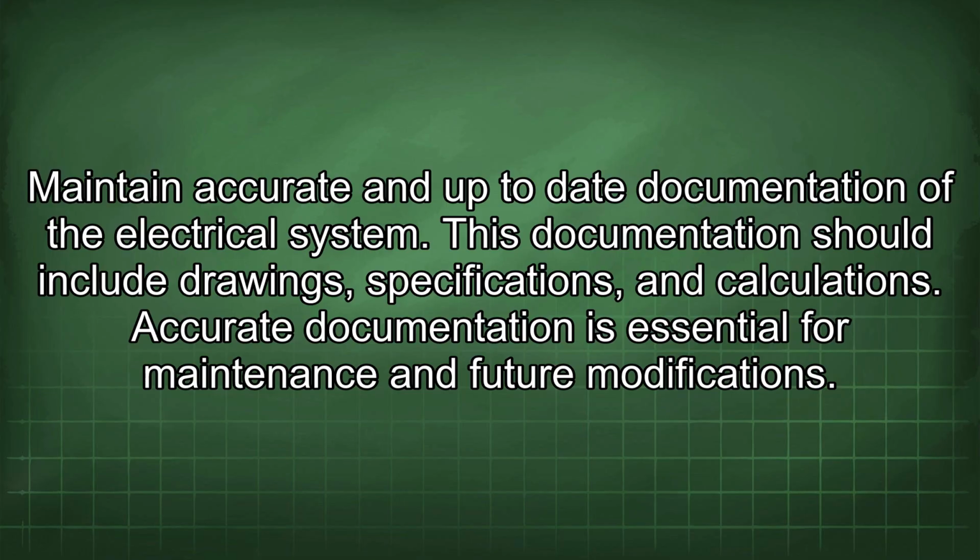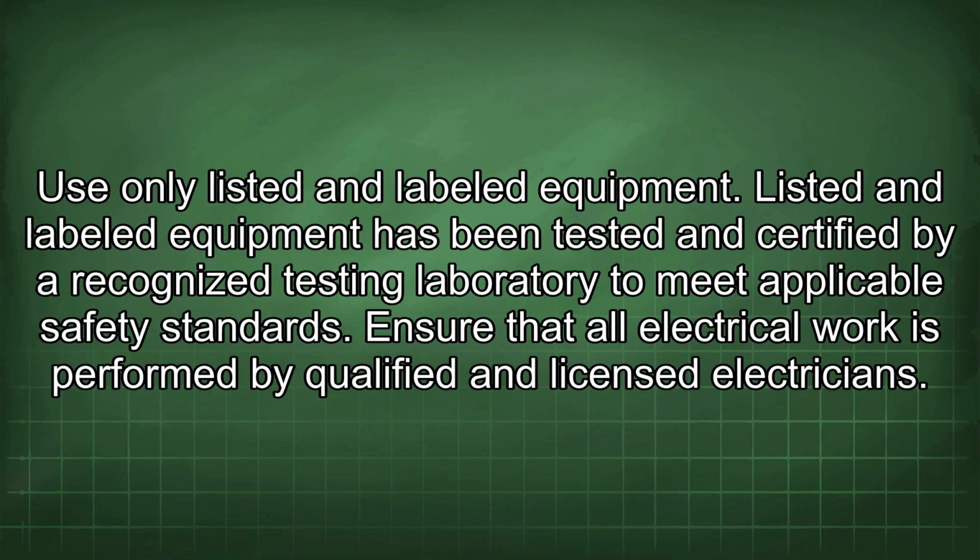Maintain accurate and up-to-date documentation of the electrical system. This documentation should include drawings, specifications, and calculations. Accurate documentation is essential for maintenance and future modifications. Use only listed and labeled equipment. Listed and labeled equipment has been tested and certified by a recognized testing laboratory to meet applicable safety standards.